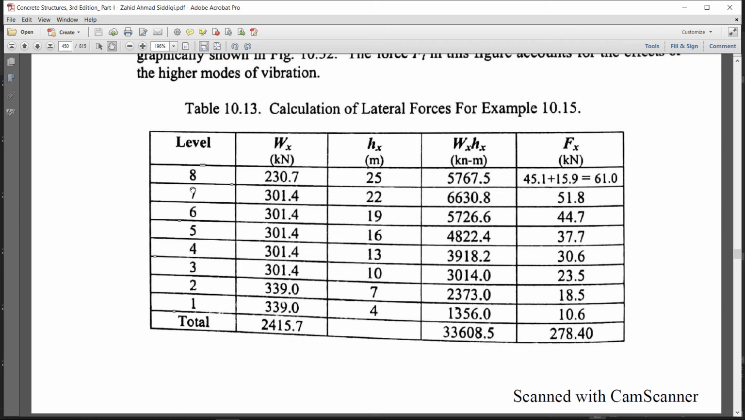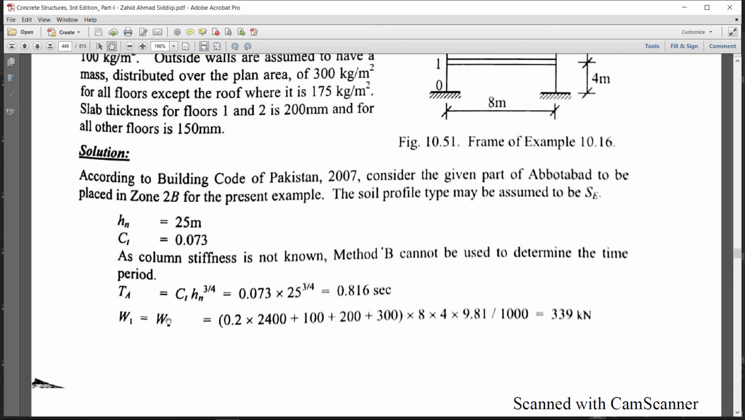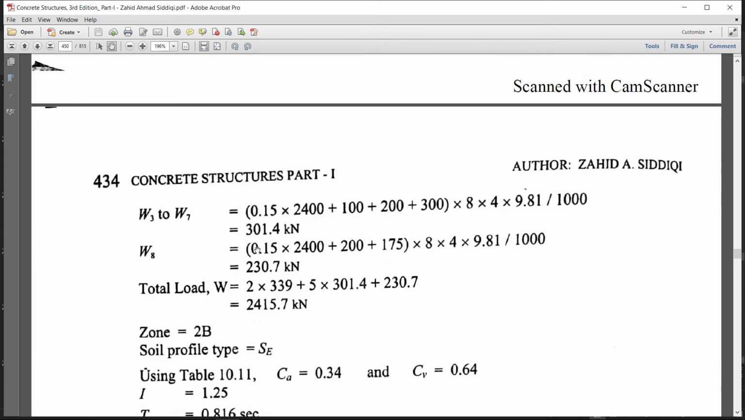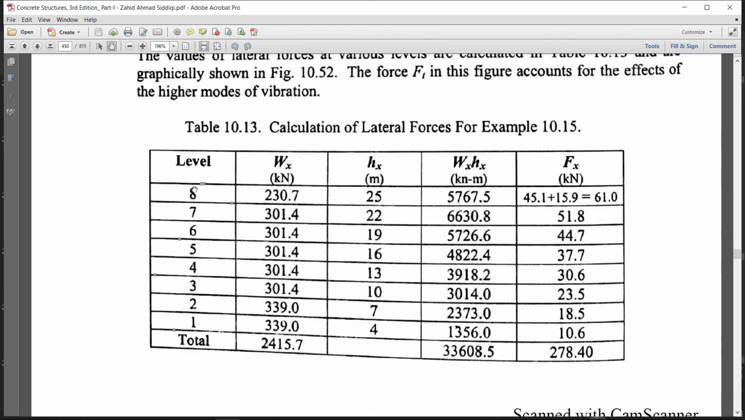So now in the table you can see the levels. There is an 8-story building: 1, 2, 3, 4, 5, 6, 7, 8. The first story weight is 339, and the second and third you can also check. First story, second story 339, and the third, fourth, fifth, sixth, seventh 301, and the last 230.7. So the weights of each floor are present here.